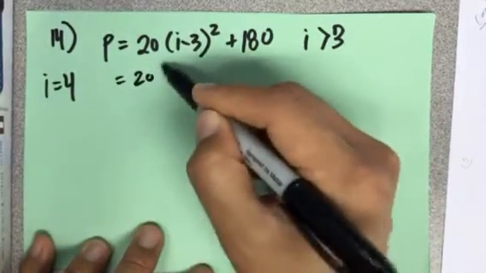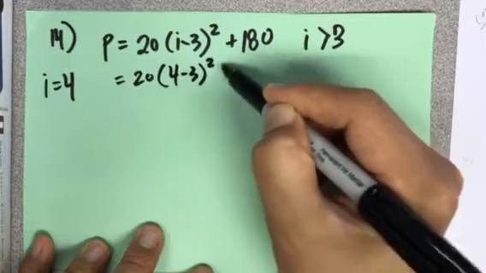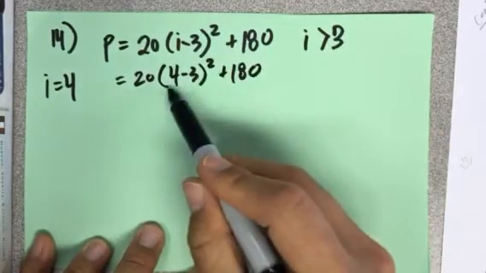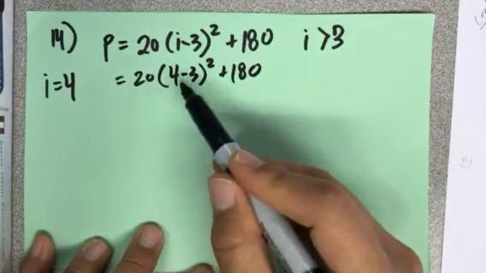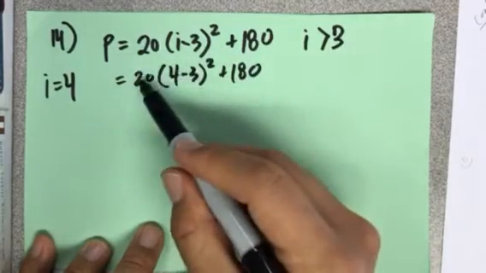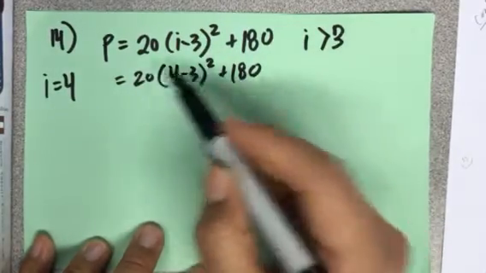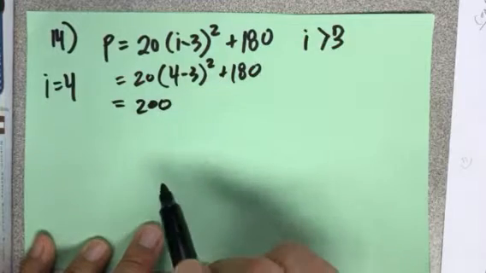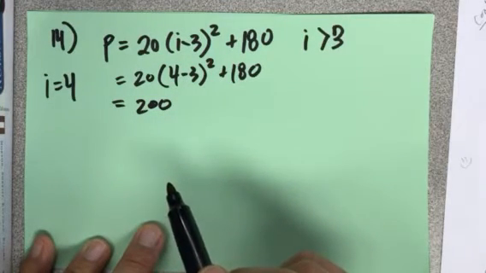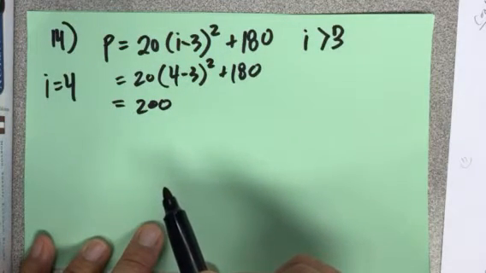Easy. 20 times (4 minus 3) squared plus 180. Oh, how perfect. 4 minus 3 is 1. 1 squared is 1. 1 times 20 is 20. 20 plus 180 is 200. Okay? So now I know that I'm aiming to get that 200.